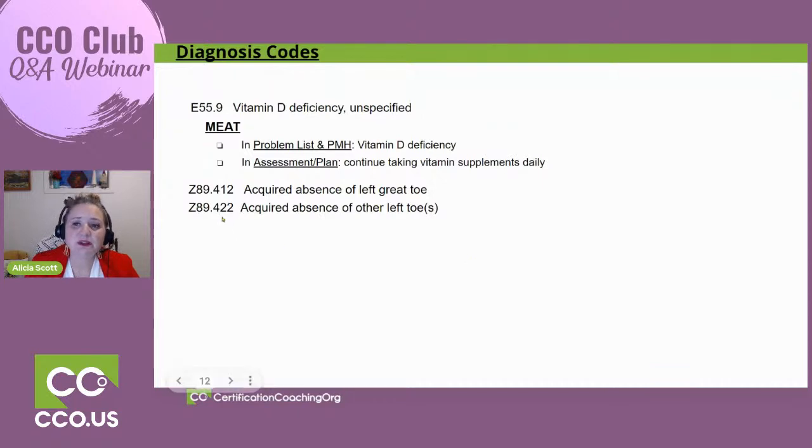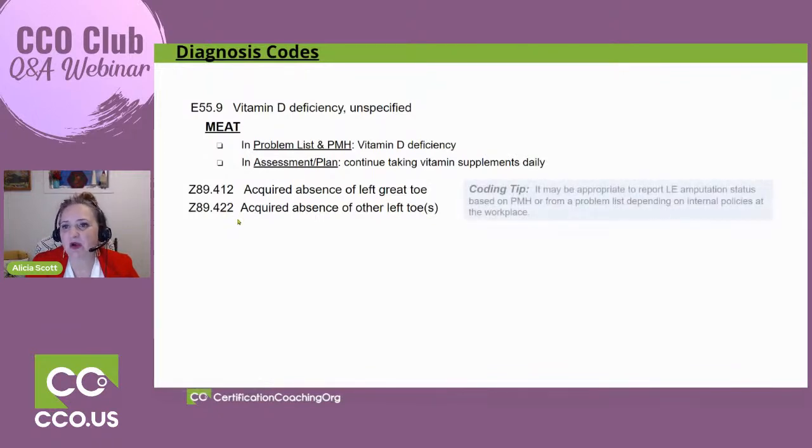Z89.422. Now, when you build out these codes, Z89 is your acquired absence. Then you have to say, where is it? The 4 says it's going to be a foot area or a toe. And then laterality is in the last character, the 1 and the 2. The second to last character identifies what it is, the part of the foot.